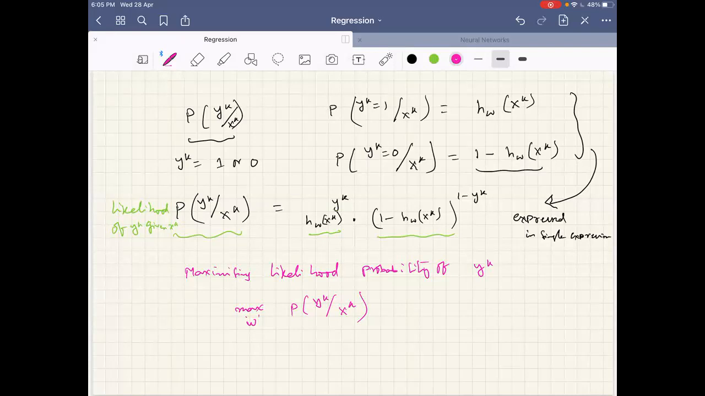Dear students, let us continue our discussion on logistic regression. We have seen in the previous lecture that we have to maximize the probability likelihood of yk given xk as formulated here. We have also seen that the hw of xk here is given by the logistic function, which is 1 by 1 plus e power minus w transpose xk. And this probability is for only one sample.